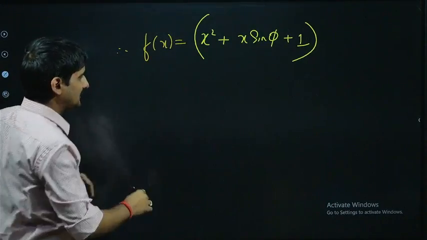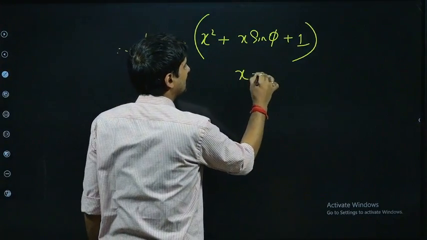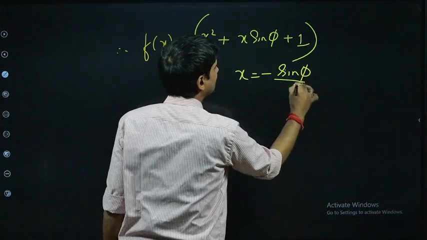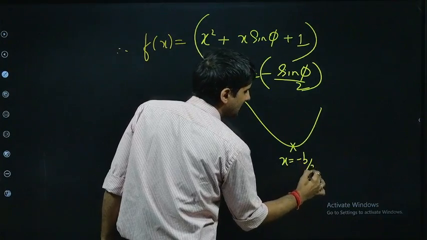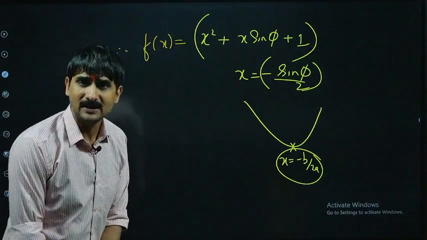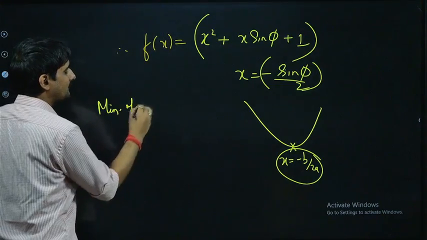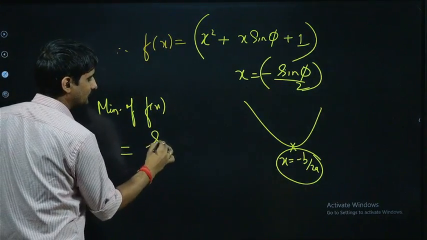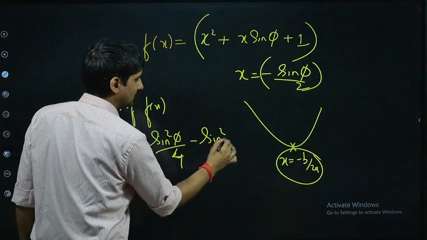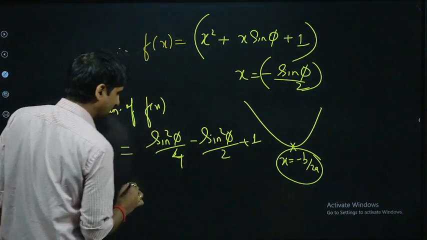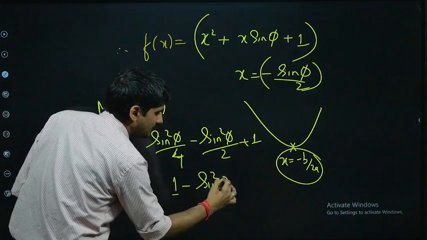Now just find the minimum value. It's an open upward quadratic. Minimum value will be at minus sine phi by 2. Do you agree, bachcho? For an open upward quadratic, we get minimum value at minus b by 2a. Put this value. So the minimum value of f of x is sine square phi by 4 minus sine square phi by 2 plus 1. So how much is it? It's 1 minus sine square phi by 4.